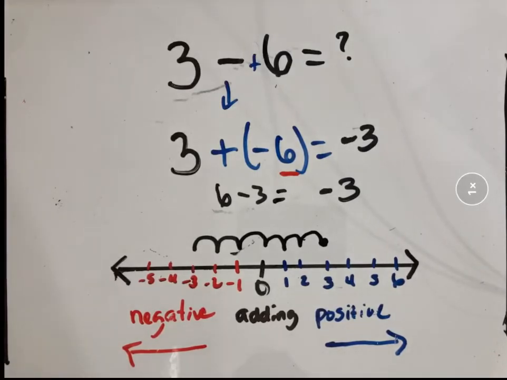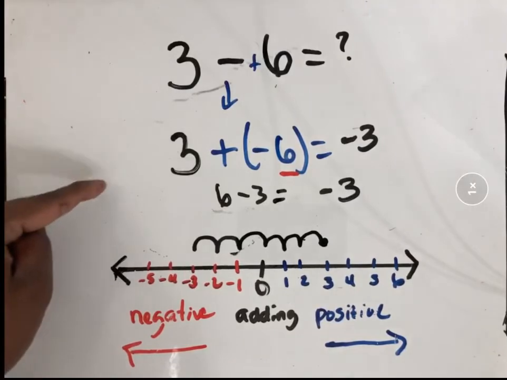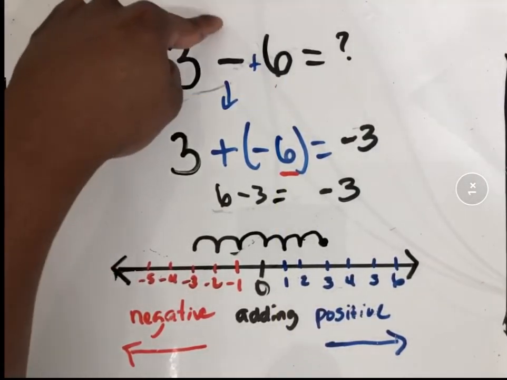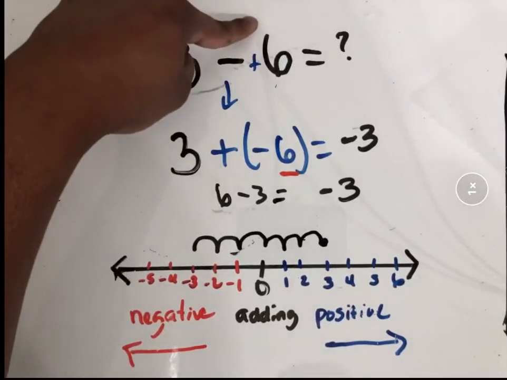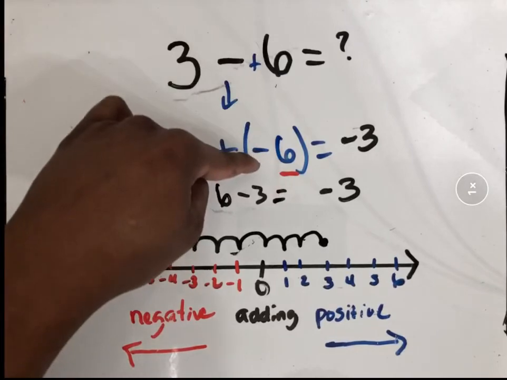Remember to keep in mind, I want to change my subtraction problem into an addition problem by keeping the first number the same, changing subtraction to addition, and then doing the opposite of my second number. If it's a positive, turn it into a negative. If it's a negative, turn it into a positive.